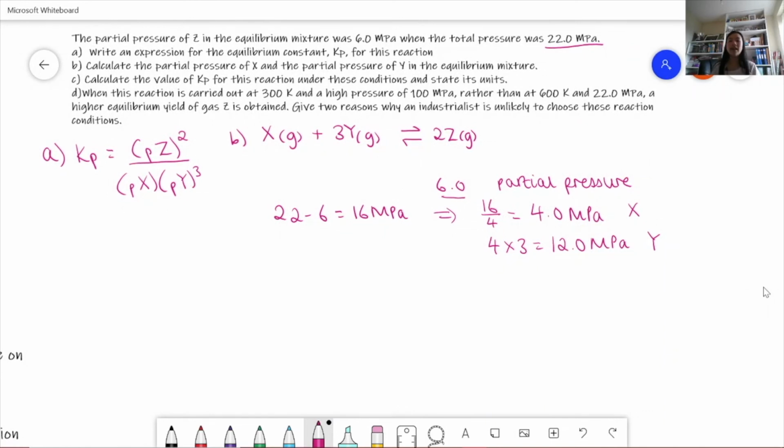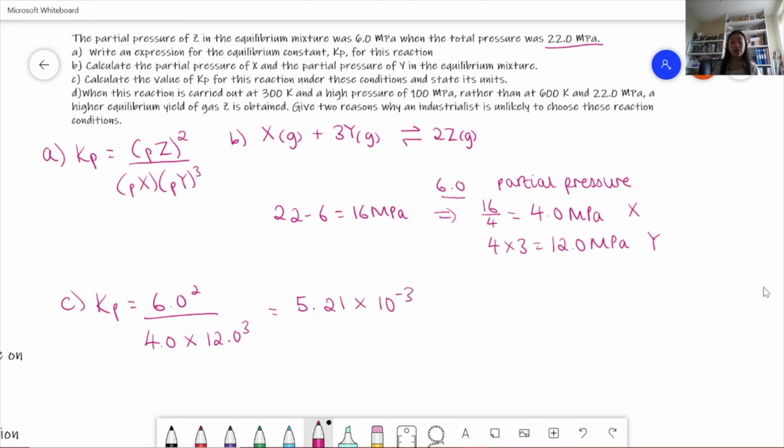And then for C, calculate the value of Kp for this reaction under these conditions and state its units. So now we just plug in all our partial pressure numbers into our expression for Kp. So for C, Kp is equal to the partial pressure of Z squared, so that would be 6 squared, over the partial pressure of X, which is 4, and then multiplied by the partial pressure of Y, which is 12, and that's cubed. And that comes out to be 5.21 times 10 to the minus 3.